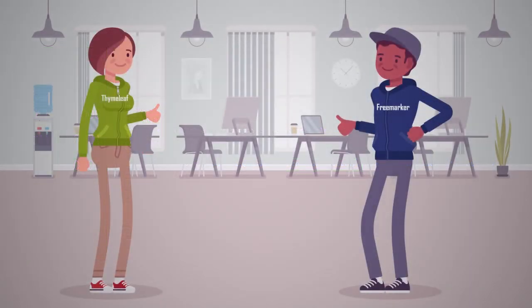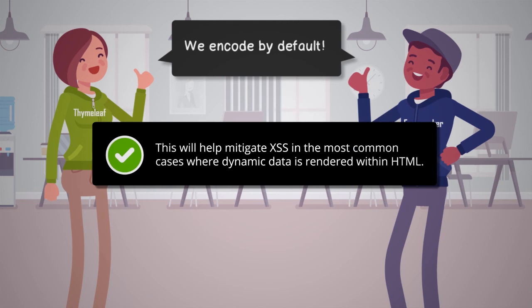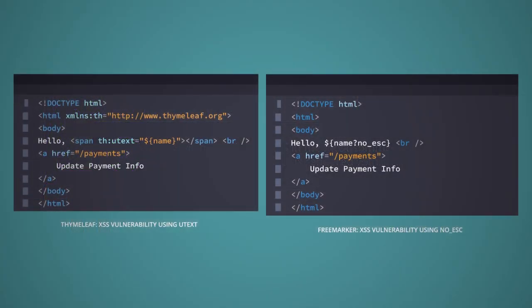Templating engines such as Thymeleaf and FreeMarker automatically perform HTML entity encoding and URL encoding by default. This will help mitigate XSS in the most common cases where dynamic data is rendered within HTML. Be mindful, however, that these default behaviors can be turned off. Encoding can be disabled in Thymeleaf through the use of the # syntax, and it can be disabled in FreeMarker via the use of the No Escape option.